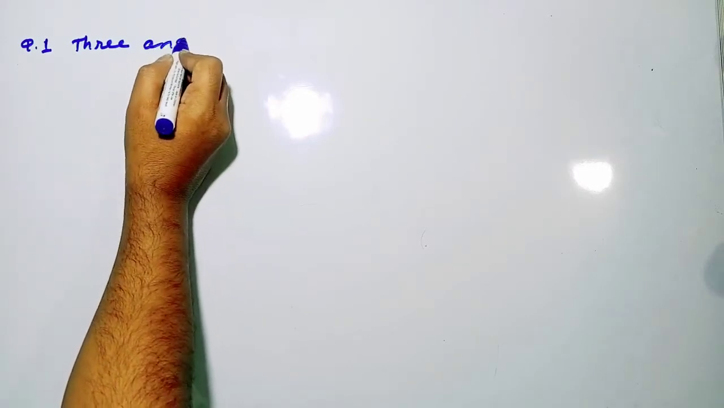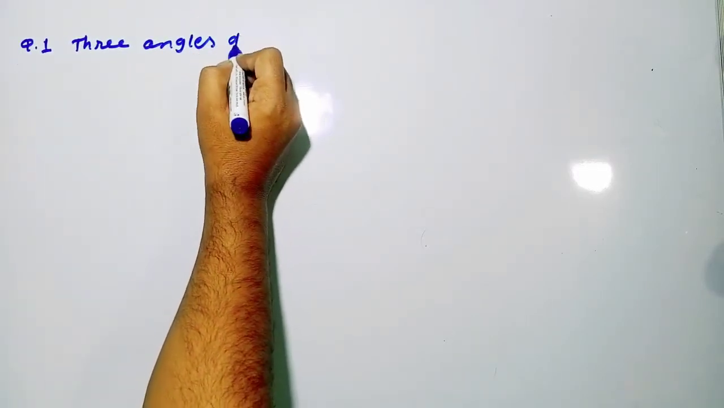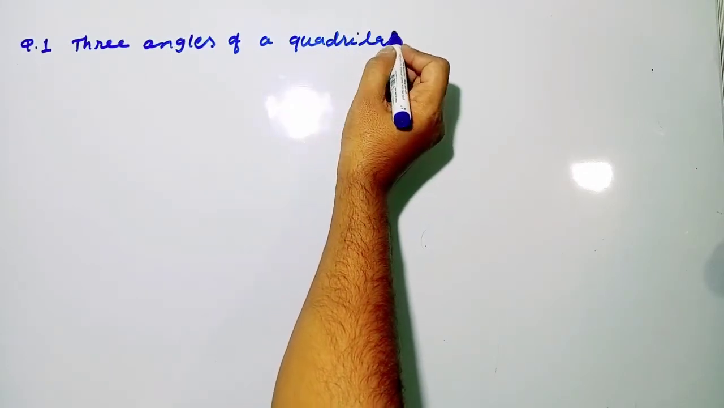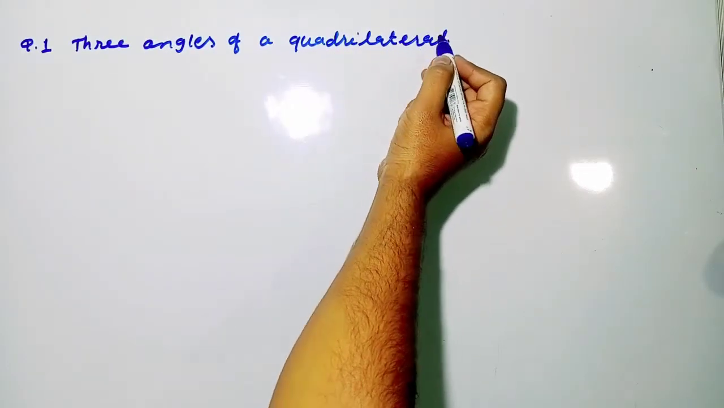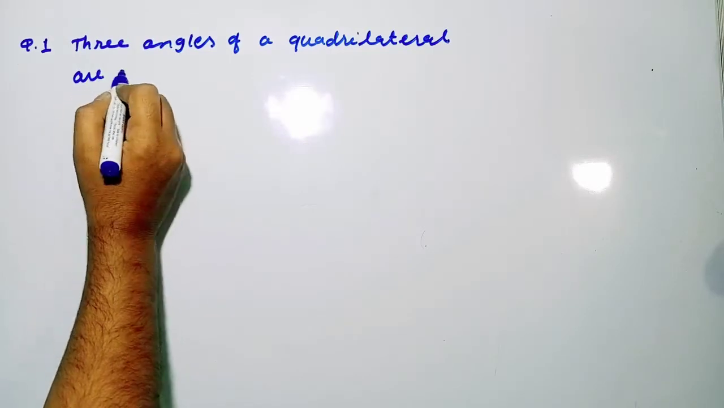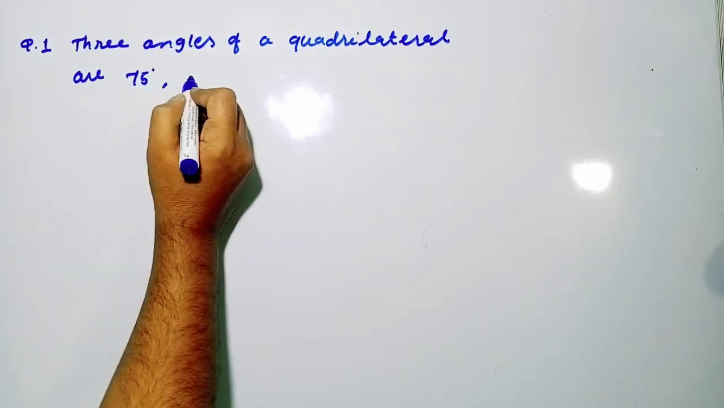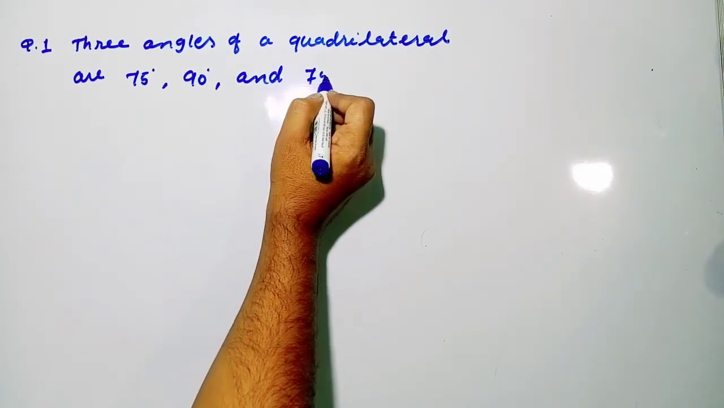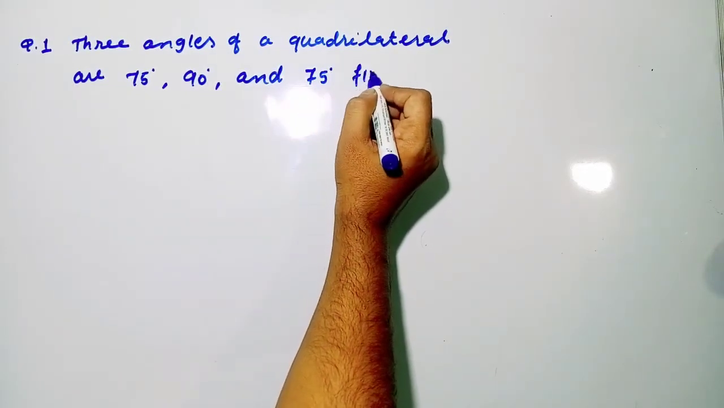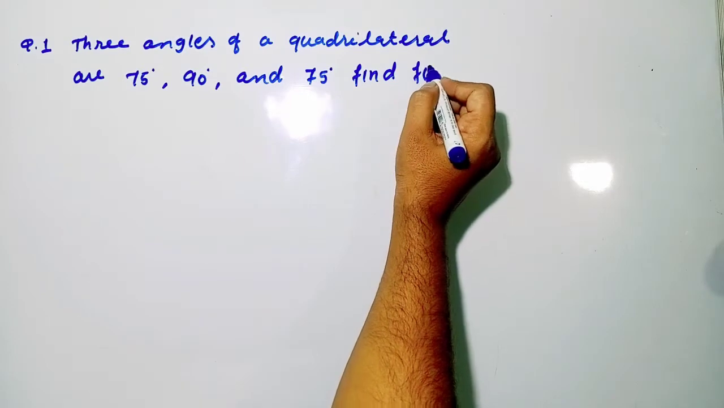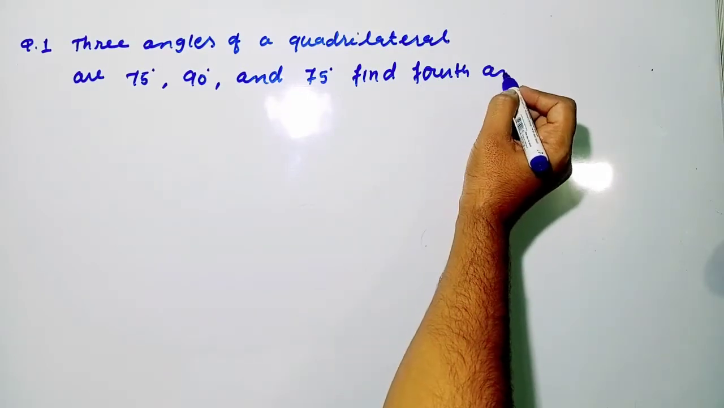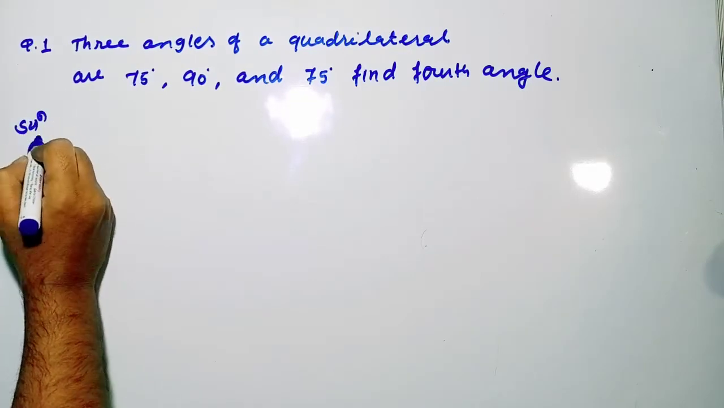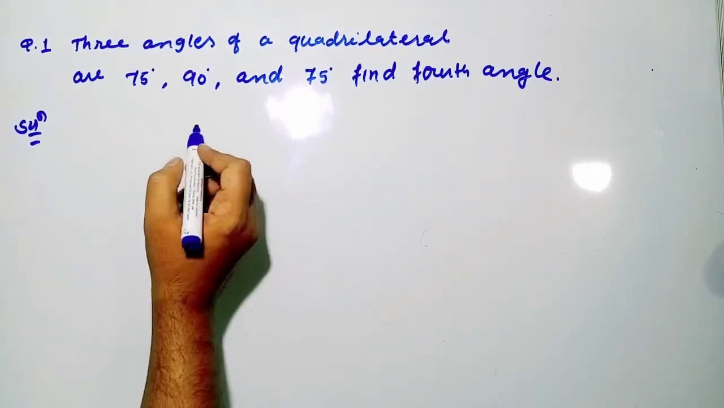The first question is, three angles of a quadrilateral are 75 degree, 90 degree and 75 degree. Find the fourth angle, the measure of the fourth angle. Right students? So let us see the solution over here.